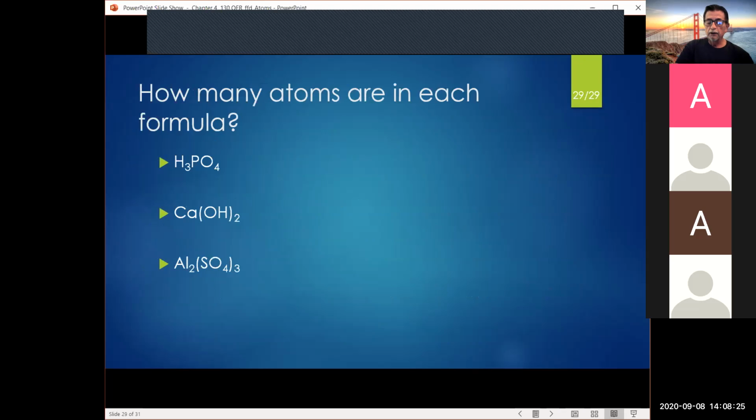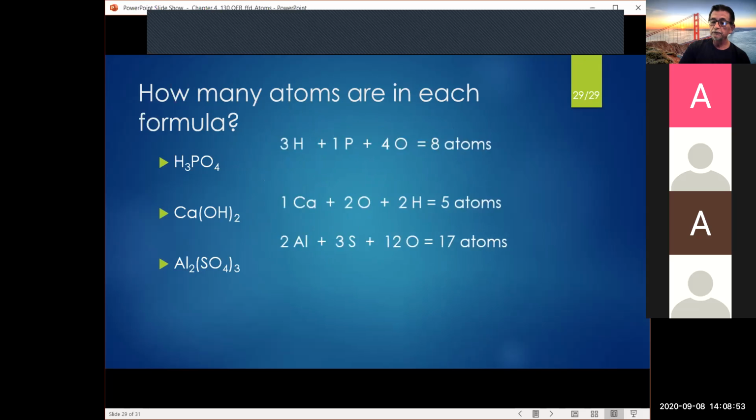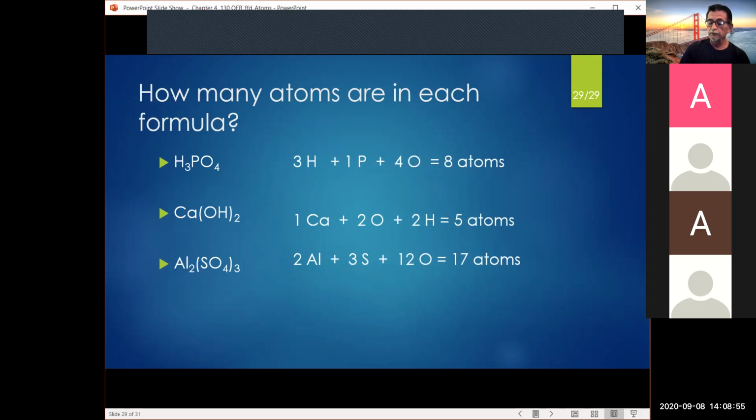All right, now, how many atoms do we have in each formula? We have H3PO4, okay? I know we don't know the name for this, but this is called phosphoric acid. If you drink soda pop, you drink a lot of H3PO4, okay? All right, so we have three hydrogens, one P, which is phosphorus, and four oxygens. So we have a total of eight atoms for the first one.